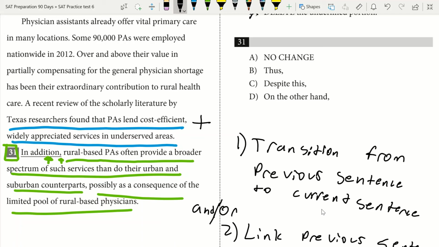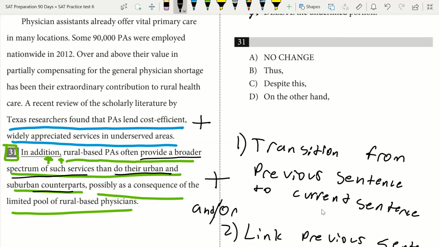So now I'm going to look at my next sentence. I see that it says rural-based PAs often provide a broader spectrum of such services than do their urban and suburban counterparts, possibly as a consequence of the limited pool of rural-based physicians. Okay, providing a broader spectrum of services is a positive thing. So that's also talking about a positive thing that these rural-based physician assistants are doing. So we're talking about two things that physician assistants are doing well.